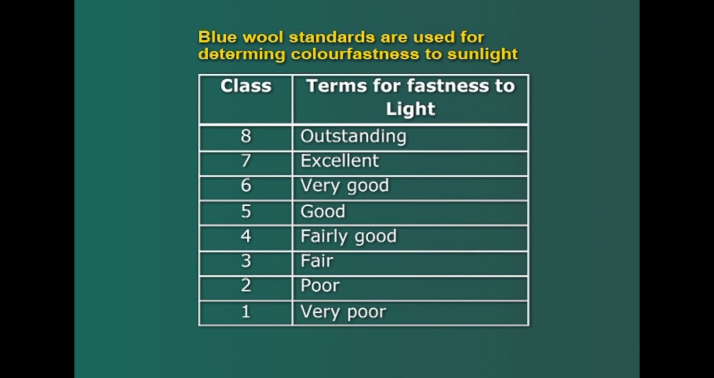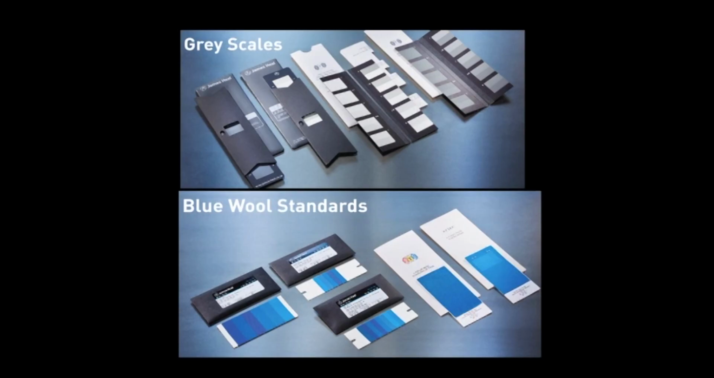8 indicates outstanding, 7 indicates excellent, 6 indicates very good, 5 indicates good, 4 indicates fairly good, 3 indicates fair, 2 indicates poor and finally 1 indicates very poor. So, if the sample is graded 8, it has a good color fastness to sunlight, and if the sample is graded 1, it has a very poor fastness to sunlight. And this is how the dyed samples and the stained samples are evaluated using the grayscale and blue wool standards after the color fastness test procedures.